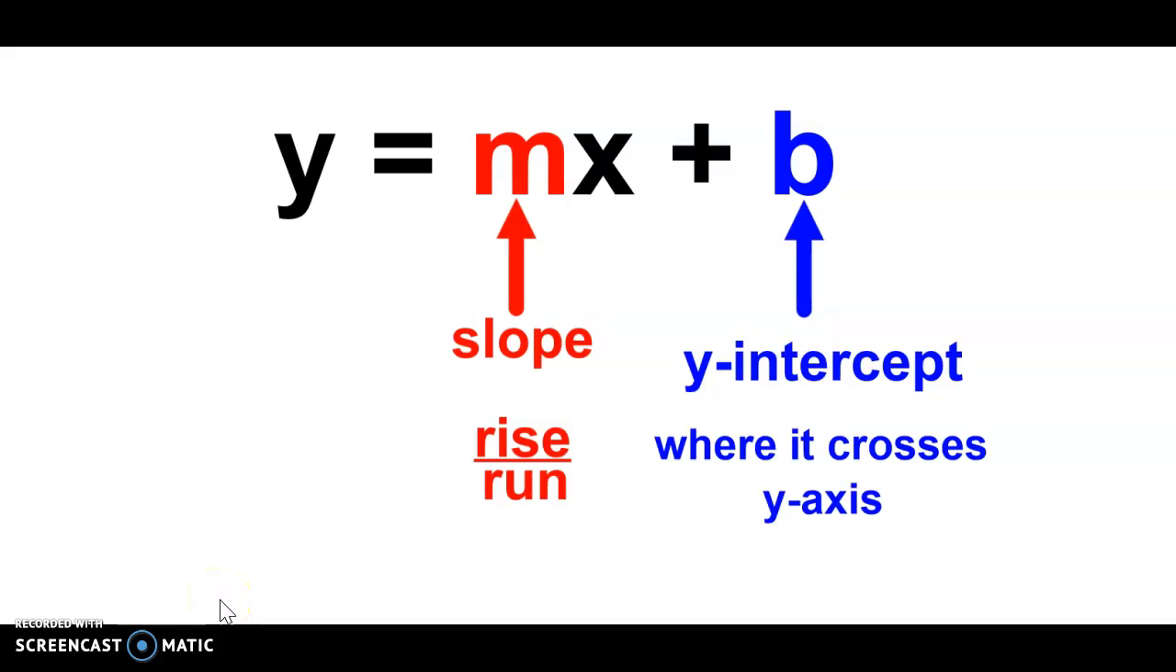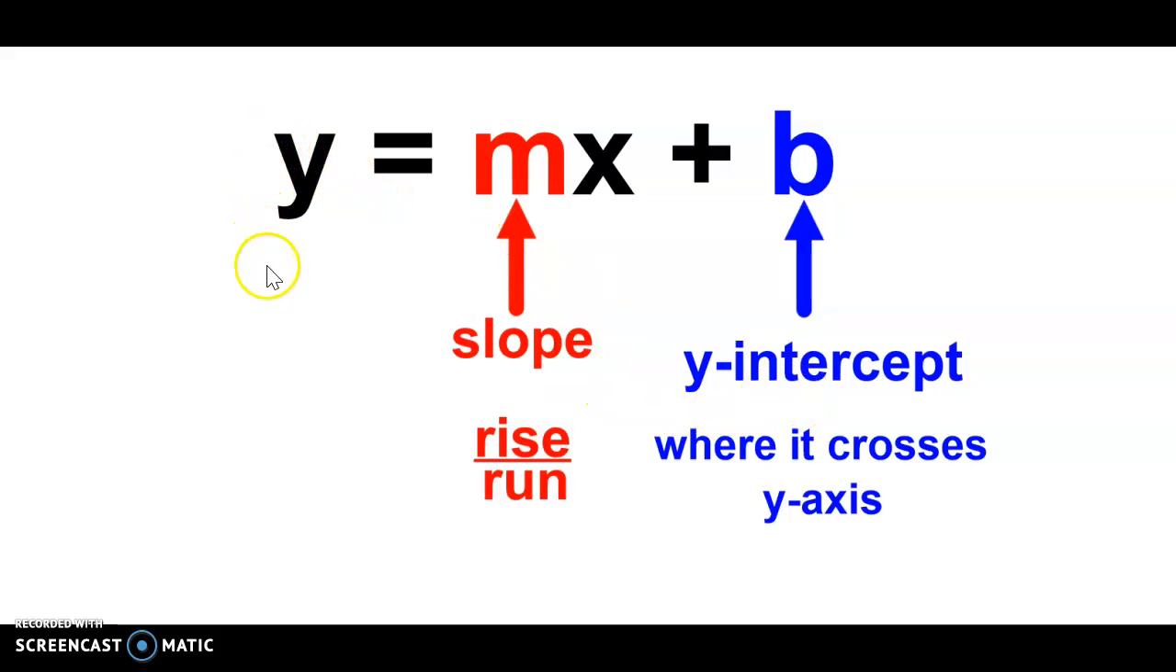All right, so from your last IXL and your last Delta Math, you should have noticed that if you have two things, the slope and the y-intercept, you can graph any linear function. You can create a line. Well, you can also create an equation for that line from the same two pieces of information.